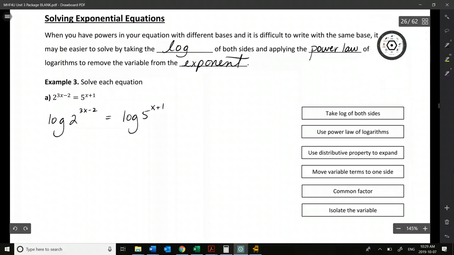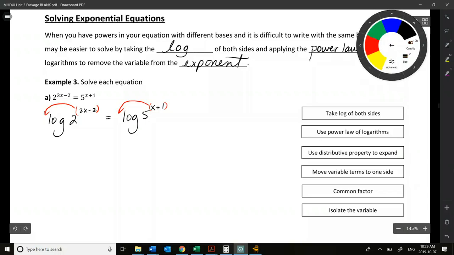And the point of that is basically just so we can get these x's out of the exponents, because it's going to be pretty hard for us to solve if we have x's in our exponents here. So I'm going to bring each of those down in front.